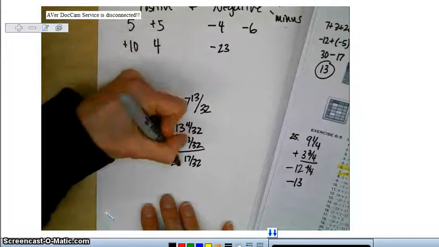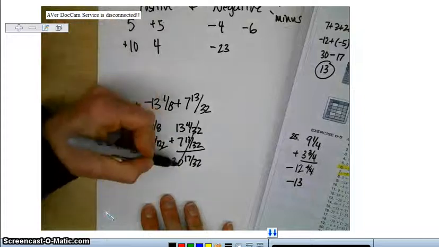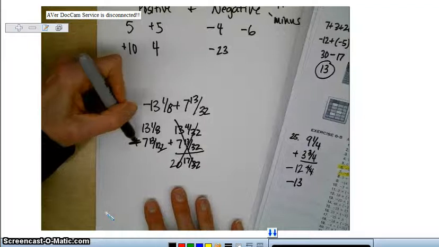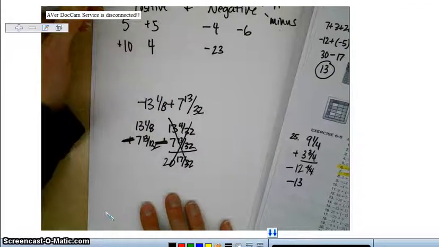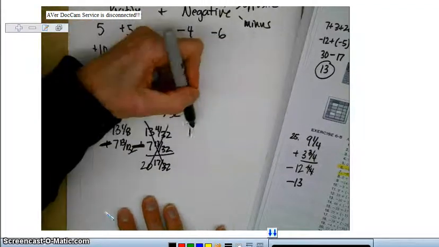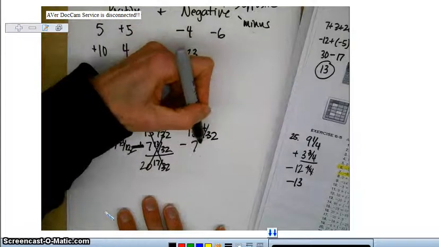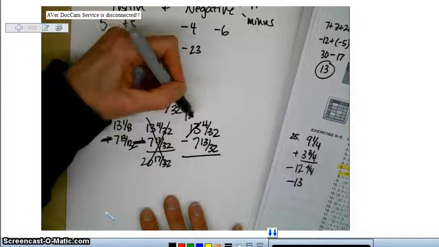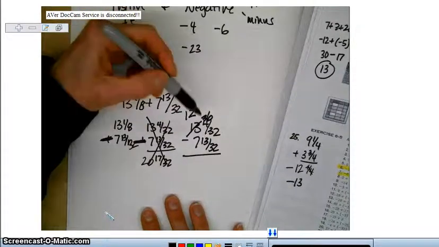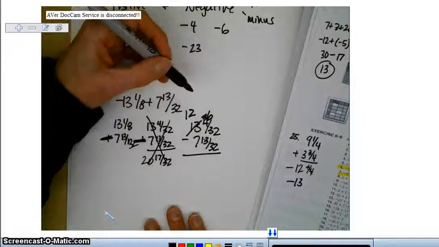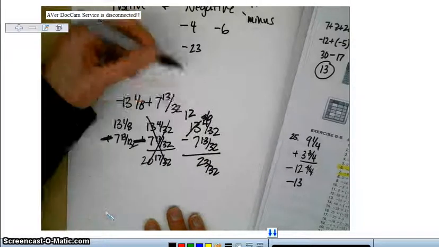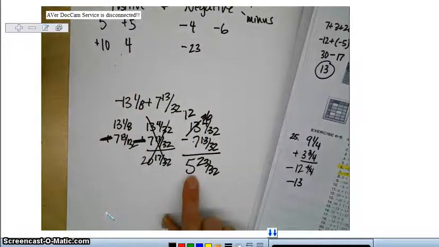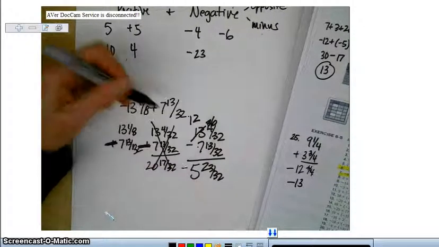13 plus 7 is 20, and then, oh whoops, I did that totally wrong. Sorry, since they have opposite signs, I need to subtract these, not add these. So basically just go back to here and subtract. So I've got 13 and 4 over 32 minus 7 and 13 over 32. I can't subtract, so I have to borrow. That becomes 12, and that becomes 36 over 32. 36 minus 13 is 23 over 32. 12 minus 7 is 5. And then keep the sign of the bigger absolute value, which is this one, so that's negative.